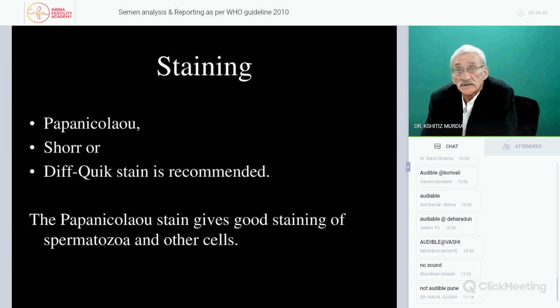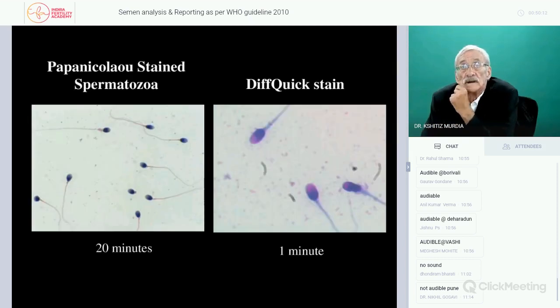There are many staining methods available. The Pap stain gives good staining of sperm and other cells. That is important. That's the reason why they prefer that. This is an example of a Pap stain. You can see it's nice and clear. This is a Diff-Quik stain. It's not so clear to see the differences of the aberrations that we have.